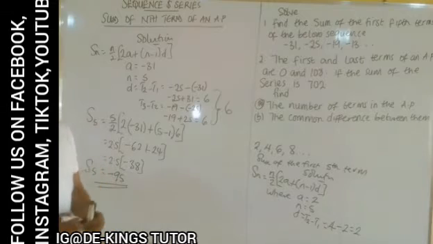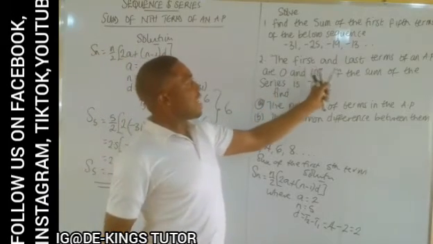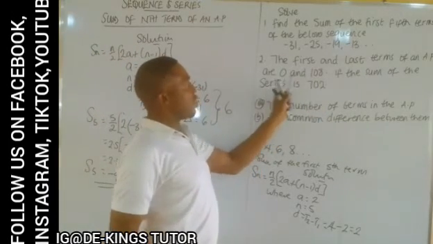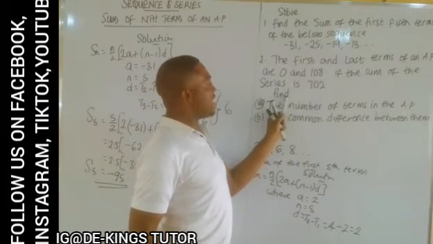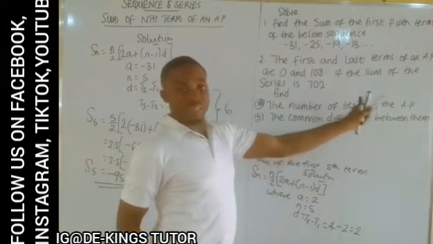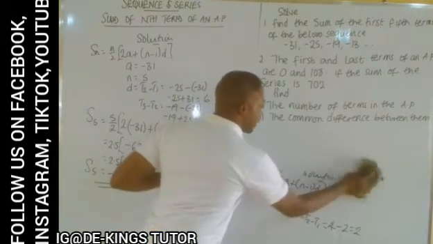Okay, so that's the first one. Now let's see the second one. The second one said the first and last term of an AP are 0 and 108. If the sum of the series is 702, find A, the number of terms in the AP, and B, the common difference between them. It's a very technical question.